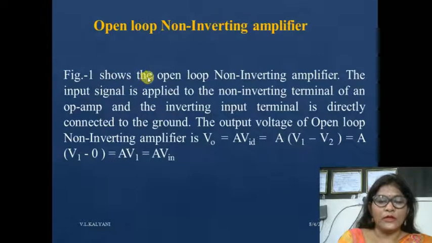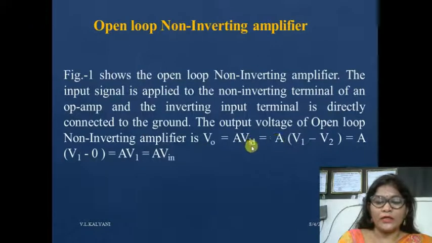According to that figure, in the open loop non-inverting amplifier, the input signal is applied to the non-inverting terminal of an op-amp, and the inverting terminal is directly connected to the ground. The output voltage of the open loop non-inverting amplifier is V naught equal to A into VID, where VID is the input differential voltage. So this is equal to A into VID, and VID is the difference of the two input voltages, V1 minus V2, so V naught is equal to A into V1 minus V2. Here V2 is equal to 0.